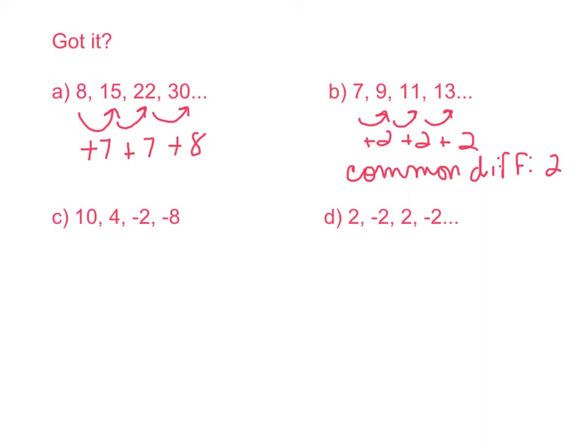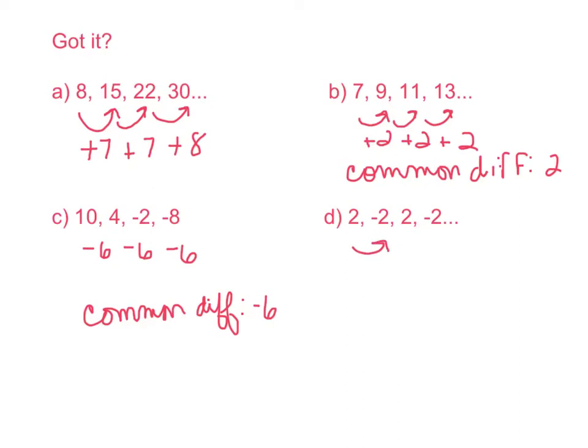Let's look at letter C. Letter C, we're going from 10 to 4. We are subtracting 6. We're subtracting 6 to go from 4 to negative 2, and we are subtracting 6 again to go from negative 2 to negative 8. Therefore, yes, it is an arithmetic sequence, and our common difference would be negative 6.